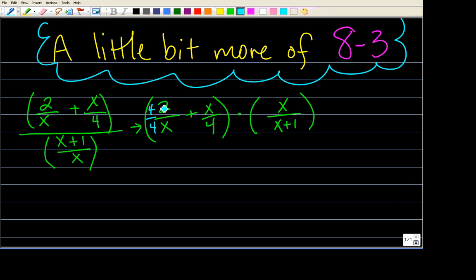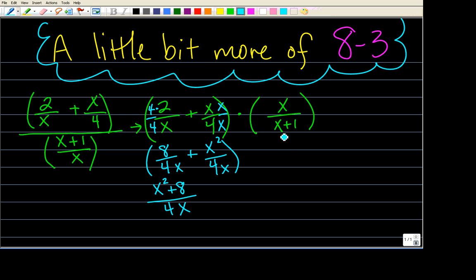And 4 over 4 is just 1, so really we're just multiplying by 1 here. There's a 4x, but this one has a 4, and it needs the x, so whatever I multiply on the bottom, I'll also multiply on the top. So I'm multiplying by x over x. I take that 4 times a 2, and I'll get 8 over 4x plus x squared over 4x. Then that adds to, let's put it in standard form, x squared plus 8 over 4x.